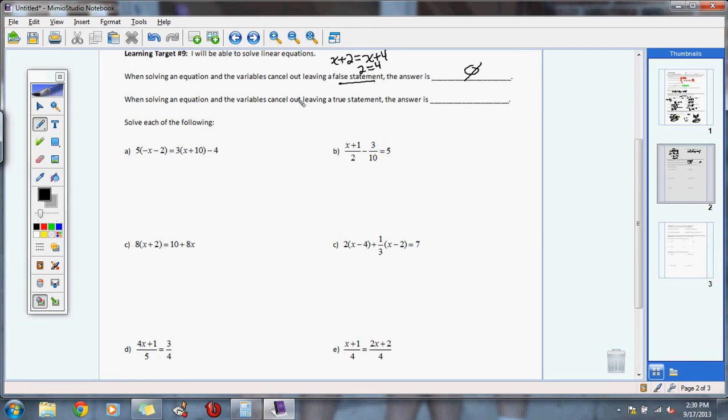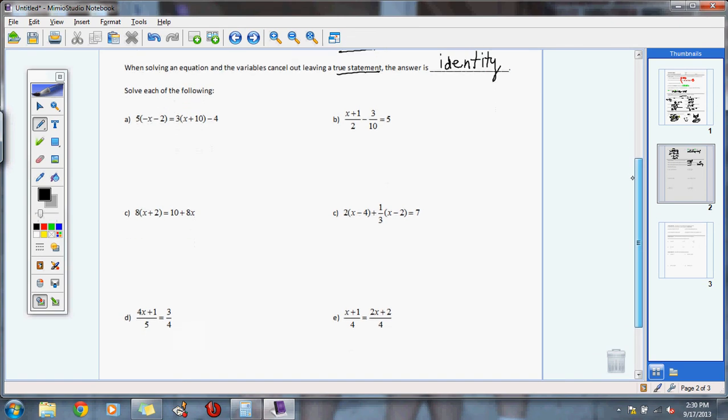When solving an equation and they cancel out and you get a true statement, then the answer is the word identity. Okay, so really study that up. Get the difference between those two, because that could happen at any point on this page, and it will happen.